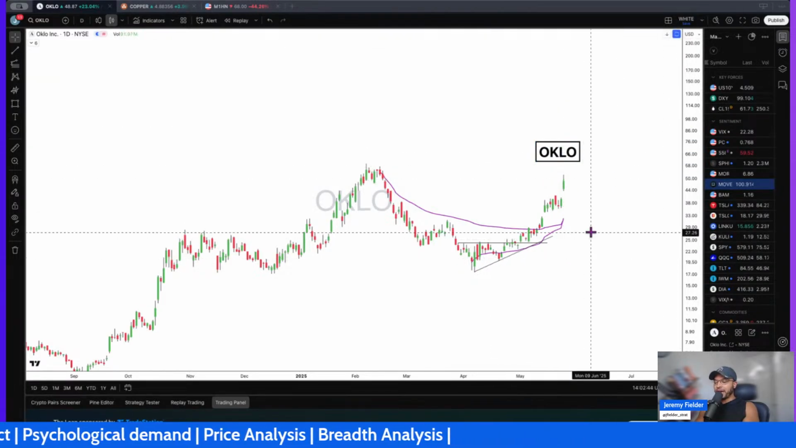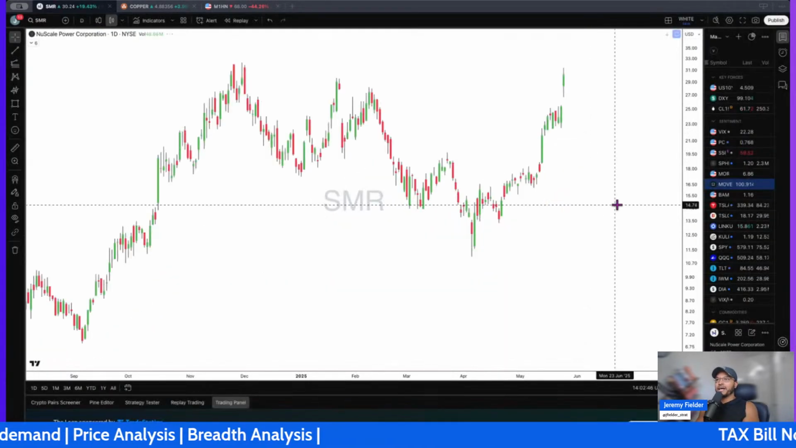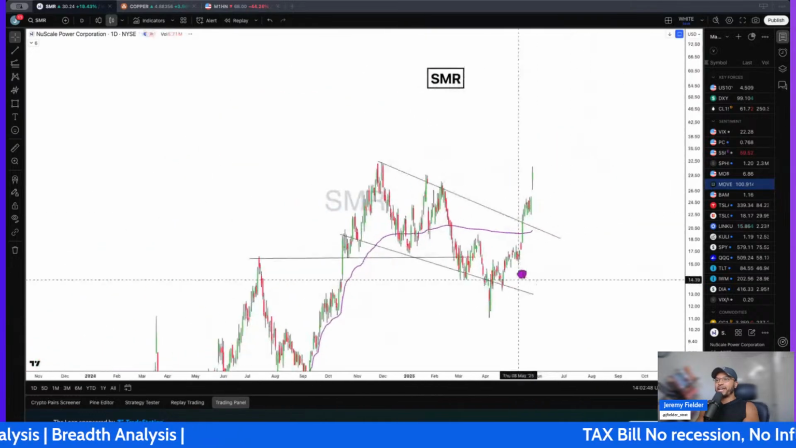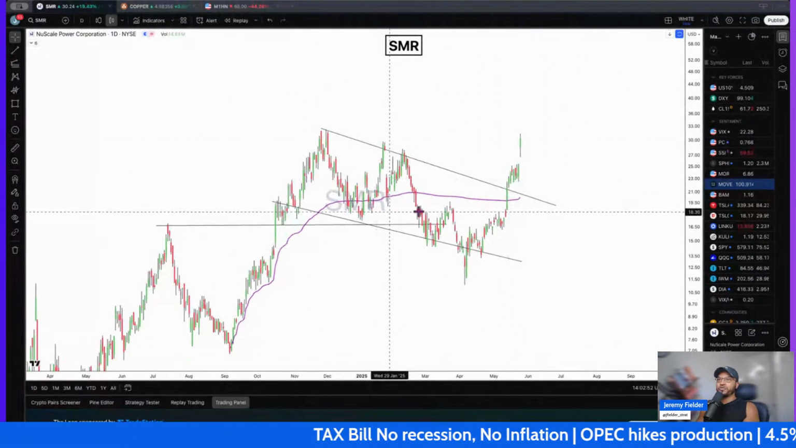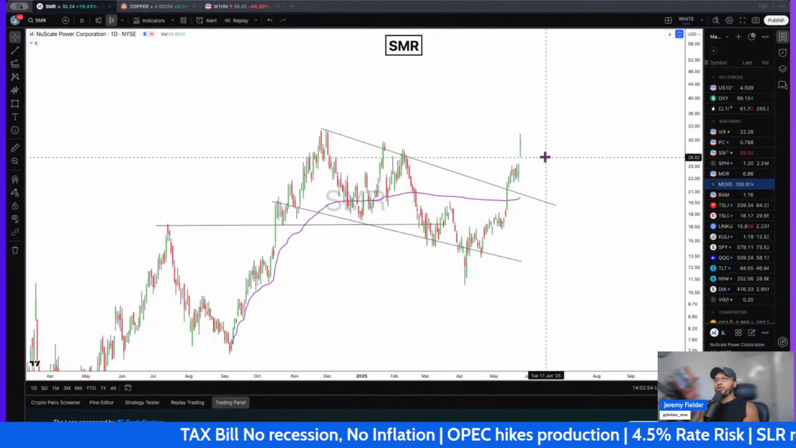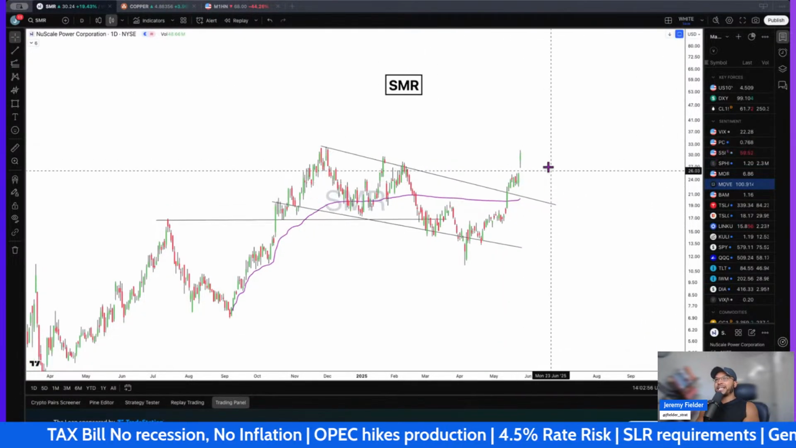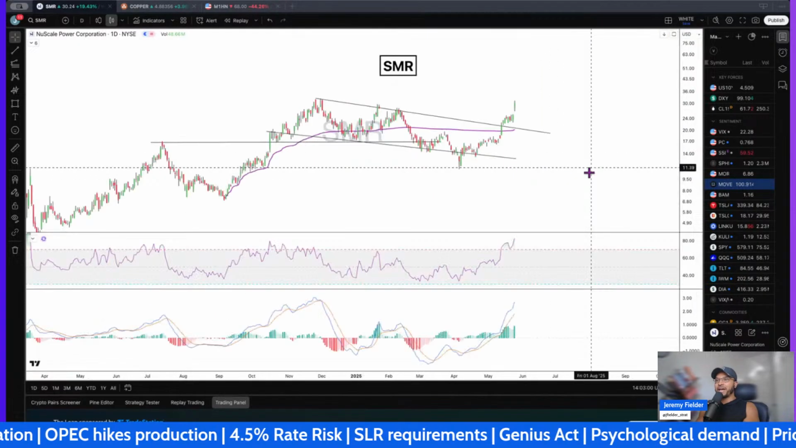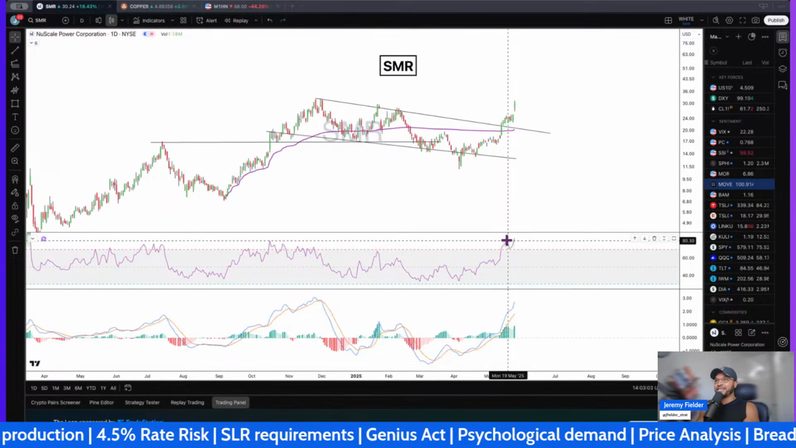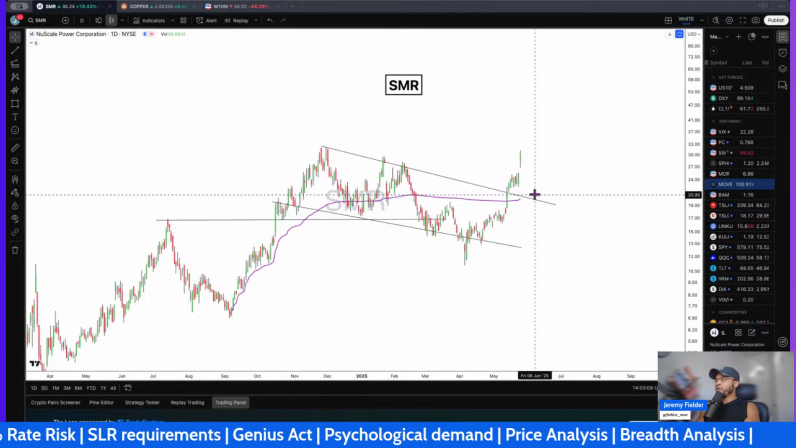You have Oklo, you have SMR. I still think SMR. Ooh, nice breakout. Oh man, flag pattern, right? I've got the technical course on the way too for you beginners. Flag pattern, boom, breakout. That's beautiful. I like to see some consolidation, but man, that would have been beautiful. You've got all the momentum climbing. Anyways, we'll get back to your comments.